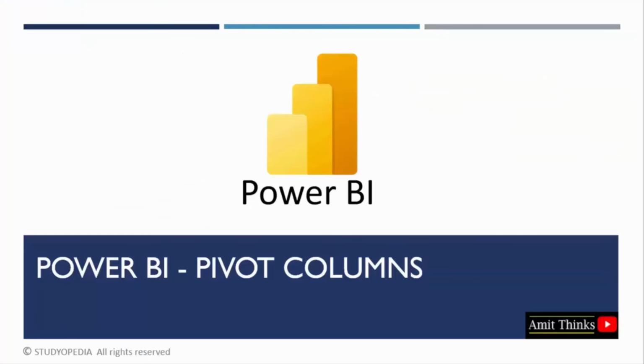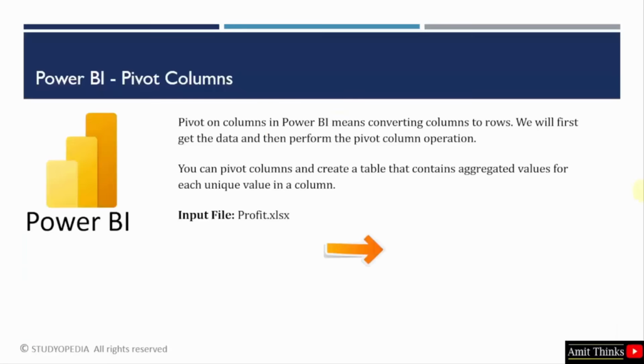In this lesson we will see how we can use the pivot columns concept for data transformation. So you can pivot columns and create a table that contains aggregated values for each unique value in a column. Let's see. So pivot on columns, it's like converting columns to rows. We will get the data and then perform the pivot column operation. Okay, this will display aggregated values for each unique value in a column.